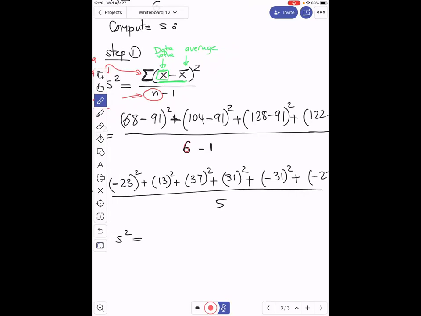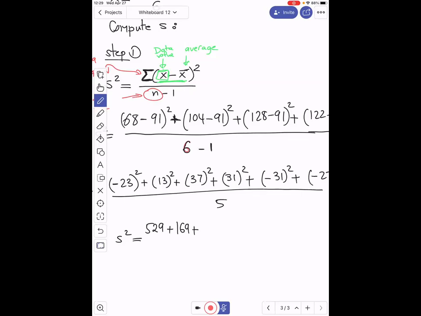All right, so this is S squared. So just be careful, guys. When you have a square of a negative number, it's all positive. Your S squared has to be positive. So this negative 23 squared will be equal to positive 529, all right? Plus, and then you have 13 squared, which is actually 169.